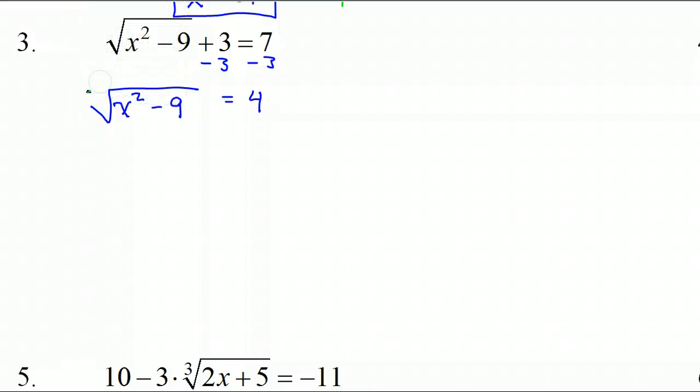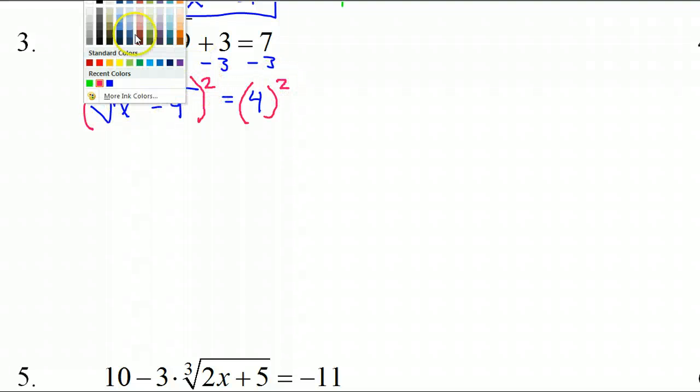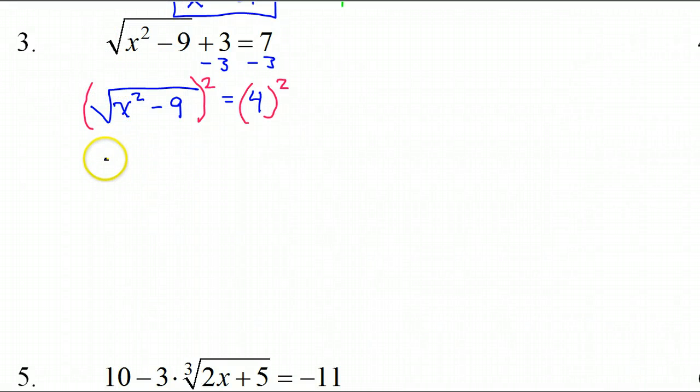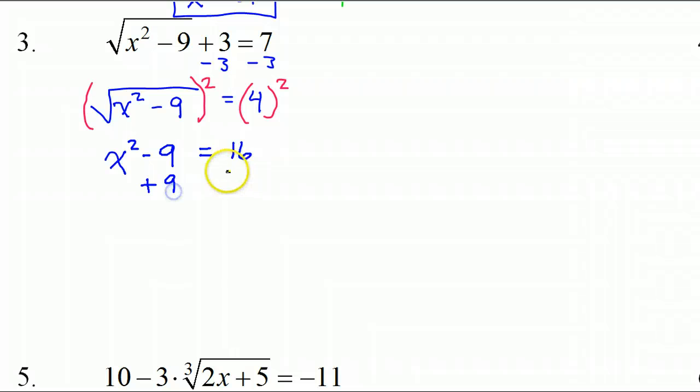So now I can square both sides to get rid of the radical. The radical and the squaring cancel each other out. So that will just leave me with x squared minus 9 is equal to 16. Now I just have to solve this for x. So I'm going to add 9 to both sides. So that'll give me x squared is equal to 25.